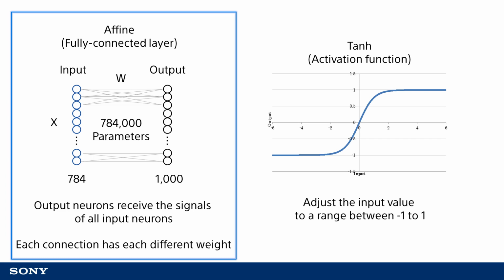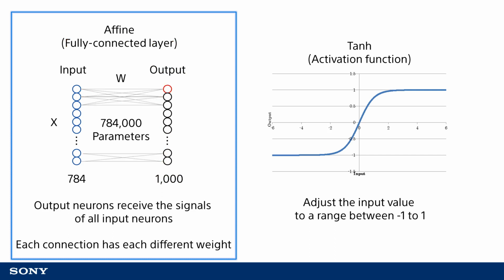The first one is affine, which is a function called a fully connected layer. Since the input is a monochrome image of 28 by 28 pixels, there are 784 input neurons in total in this affine function. And the output neurons in the first layer were 1000. It is called a fully connected layer because the input and output neurons are all connected in all combinations.